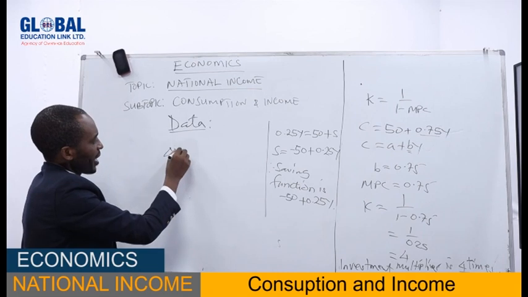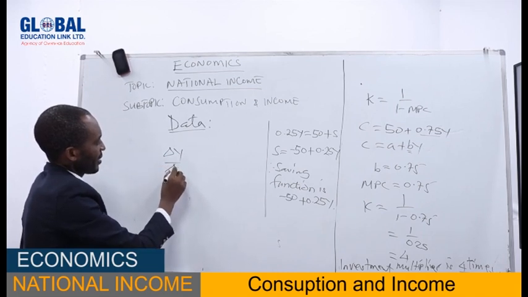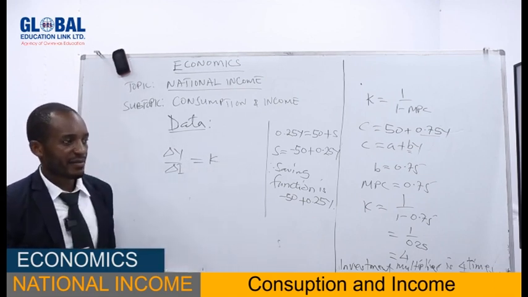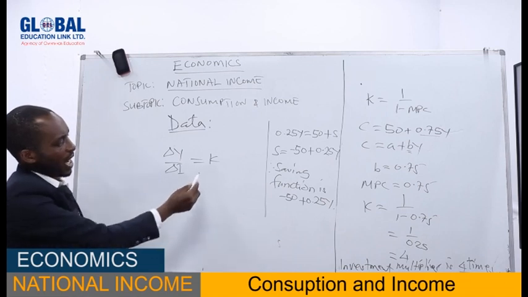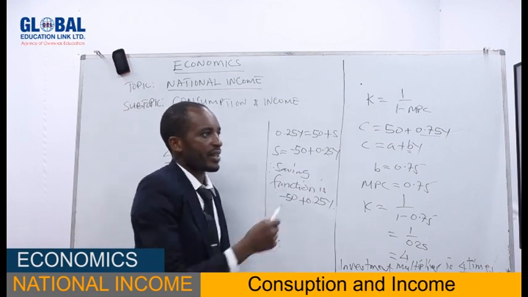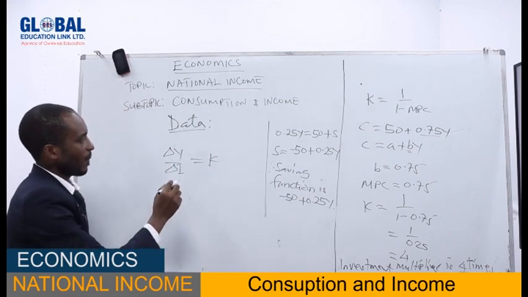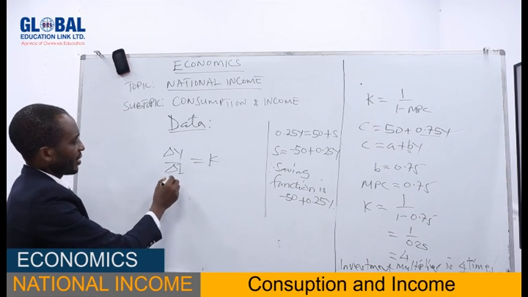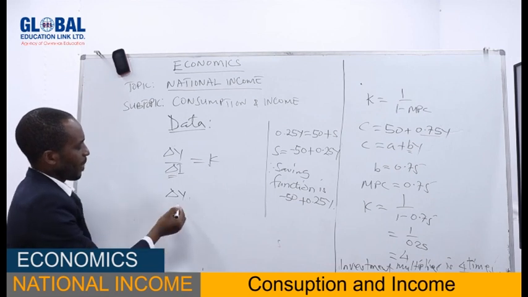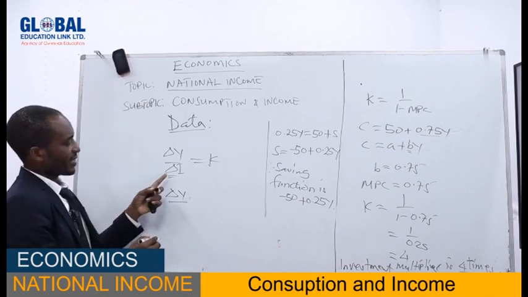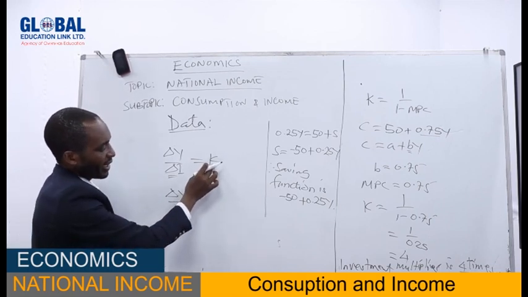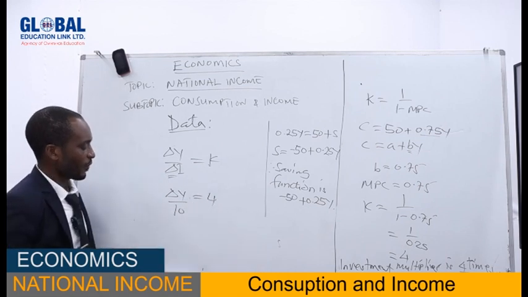We know change in Y over change in I is the same as the investment multiplier. So now we have k, and in our equation there, we are given the change in investment. So change in income over change in investment, we are given is 10, equals the investment multiplier, which is 4.